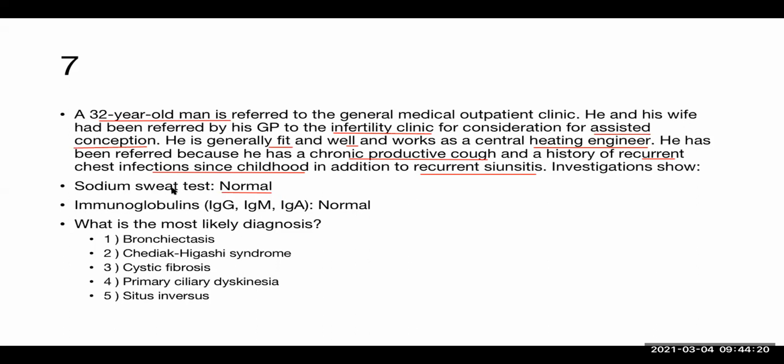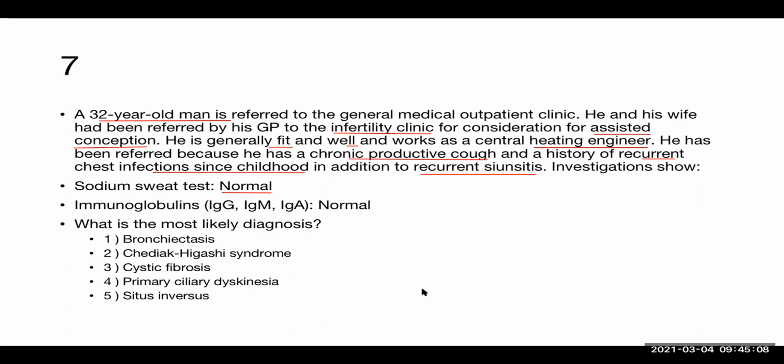The sweat sodium chloride test would be higher in cystic fibrosis. Immunoglobulins like IgG, IgM, and IgA are all normal. Now, this shows this person is not immunodeficient. Probably the different types of hypogammaglobulinemia conditions are not seen. And there is a history to support this. He is generally fit and well, and works as a central heating engineer. So his overall health is not that bad. What is the most likely diagnosis? Bronchiectasis, Chediak-Higashi syndrome, cystic fibrosis, primary ciliary dyskinesia, and situs inversus.